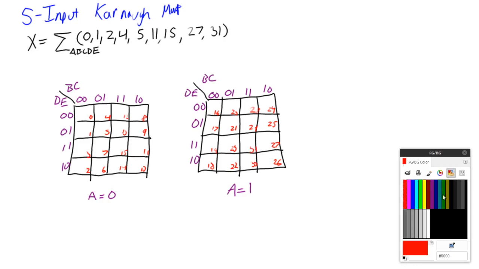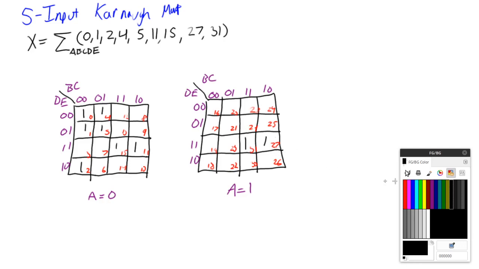All right, and now we can just get to filling things out. So I'm just going to put just the 1s in, and that's what our sum of products form is telling us, is where our 1s are at. So that means we've got a 1 here, here, here, at 4 and 5 and 11 and 15 and 27 and 31. So that's where all our 1s are at.